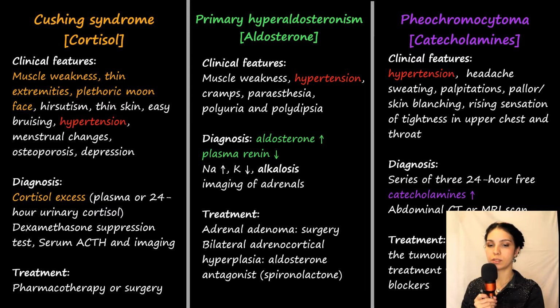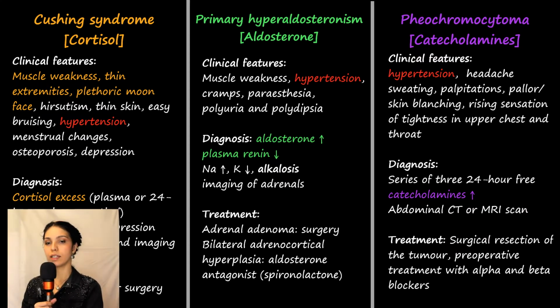CT scan can distinguish a unilateral adenoma from bilateral adrenal hyperplasia. Surgery is preferred for patients with a unilateral adrenal adenoma, and medical therapy is the preferred route for patients with bilateral adrenal hyperplasia or those with unilateral adrenal adenoma who are poor surgical candidates. Spironolactone is an aldosterone antagonist that also acts as an androgen receptor antagonist, and side effects include gynecomastia in men and menstrual changes in women.